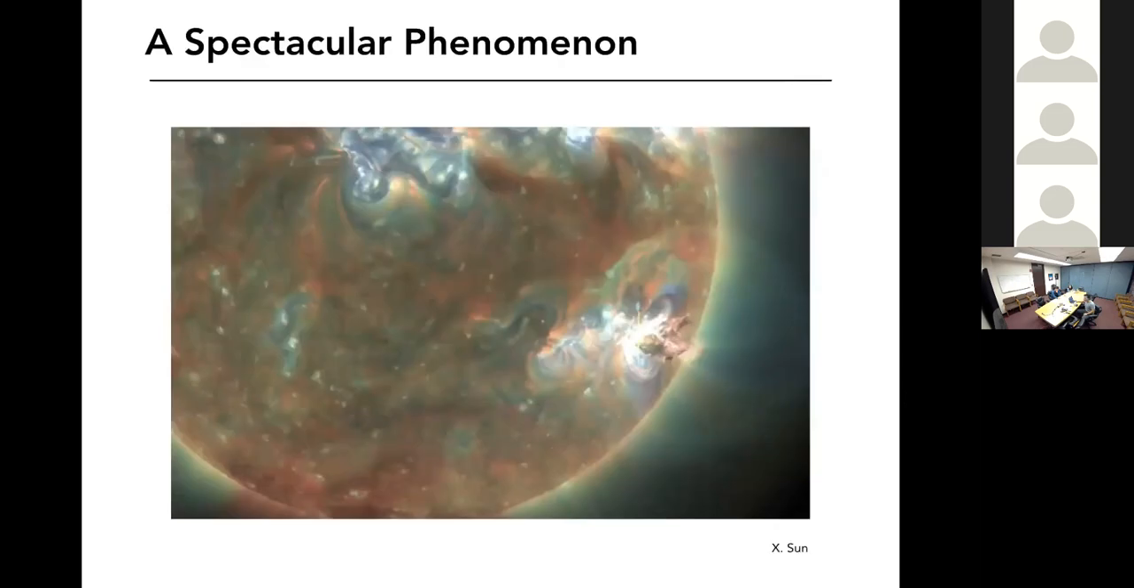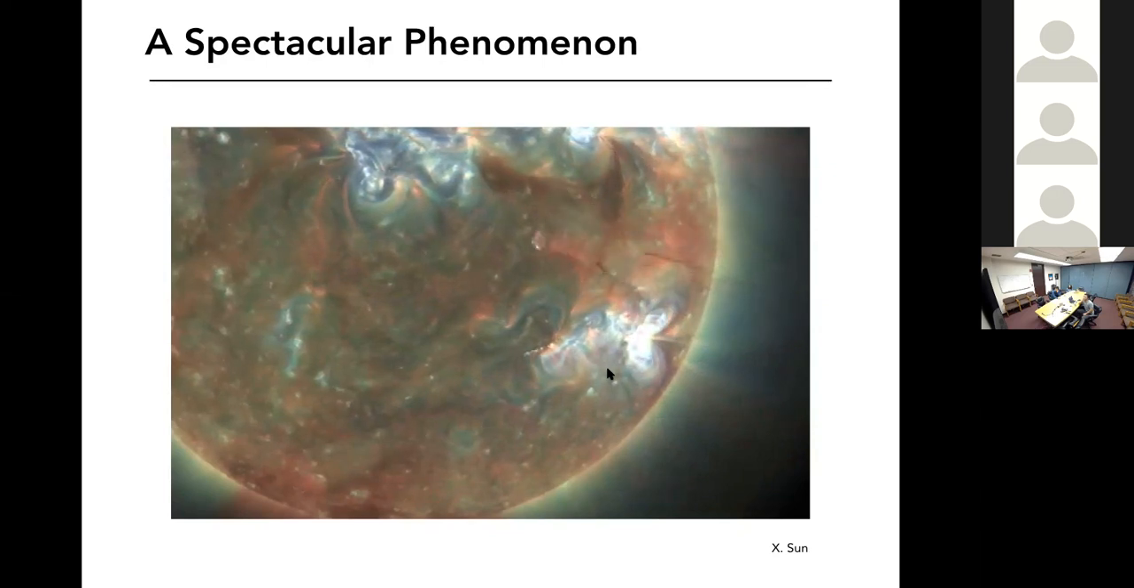All right, so this has to be one of my favorite AIA movies. I think it's 304, 193, and 335. Blue color is hotter, red color is cooler. Obviously something's going on in the lower right. Let me play this movie.